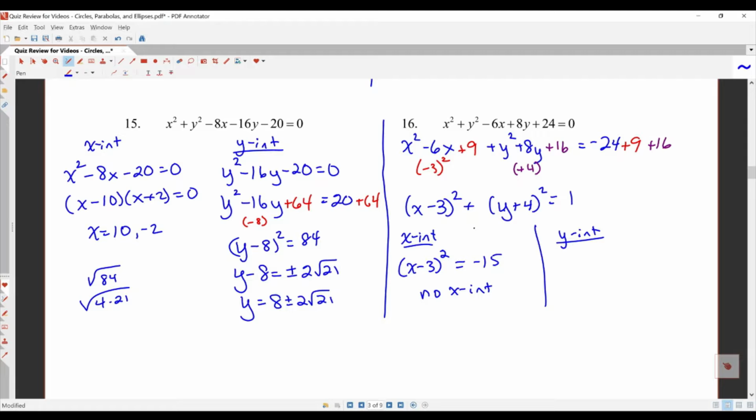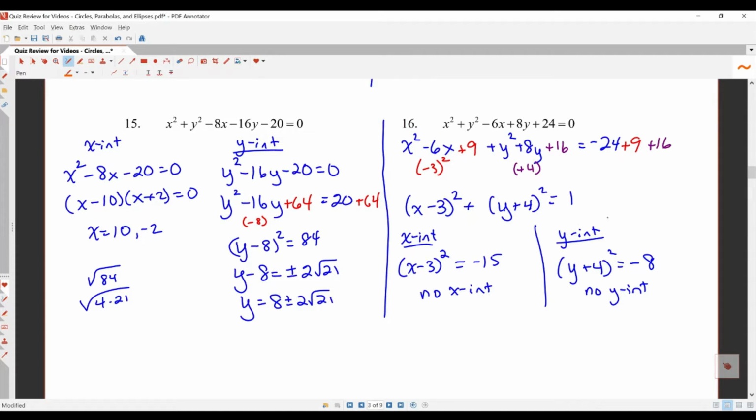Let's see here. So if I plug 0 in for x, I get (y + 4)² equals, plug 0 in, 0 minus 3 is negative 3, squared is 9. Take away 9 from both sides, I get negative 8, and we have the same thing happen over here. We have no y-intercept.